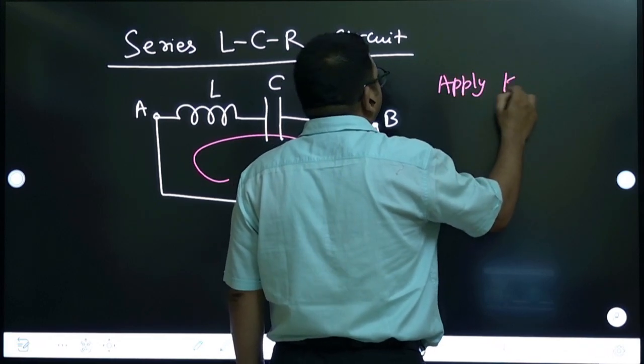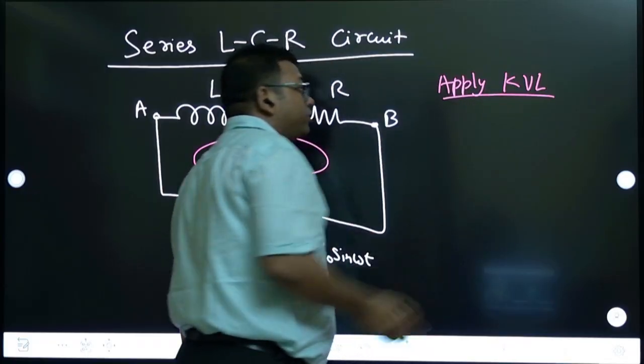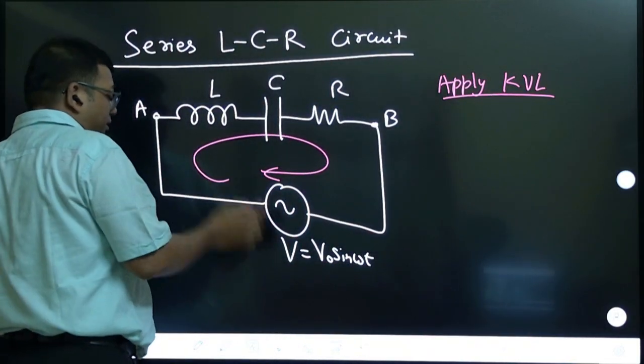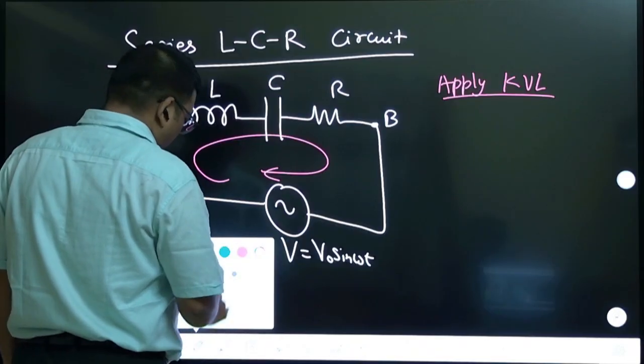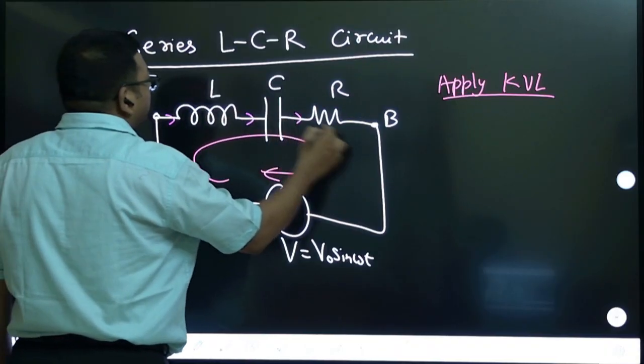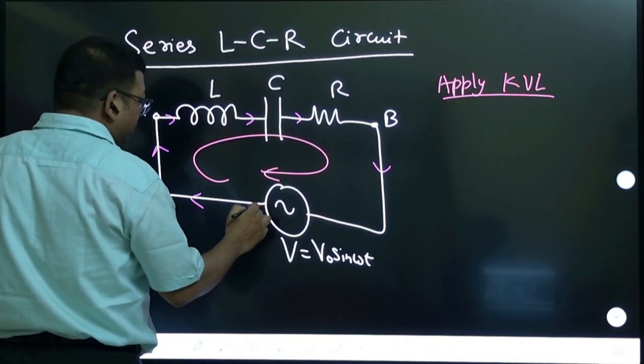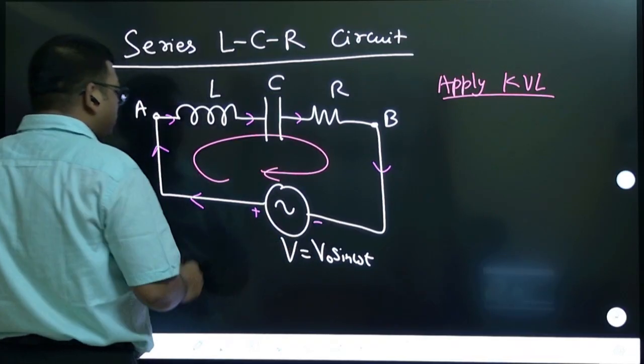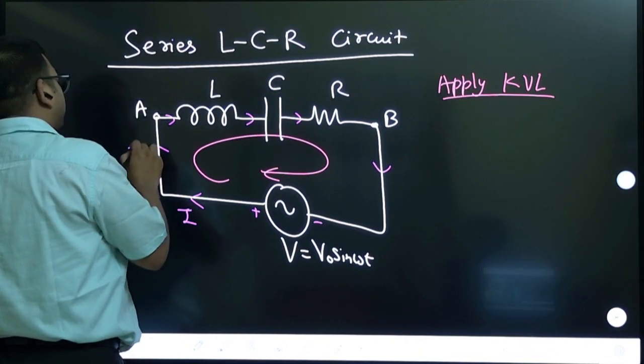Apply KVL, Kirchhoff's voltage law. When you go in the direction of current, first let us make the current. Let us say the current is going like this. At any instant, let us say this is positive and this is negative. Current is going this way.